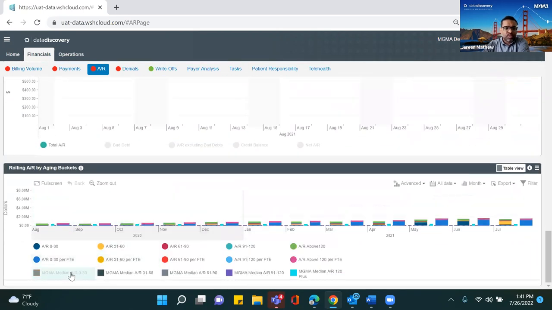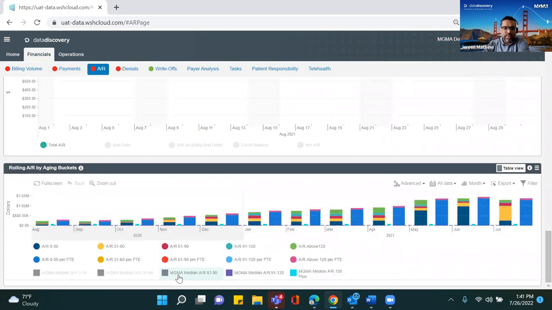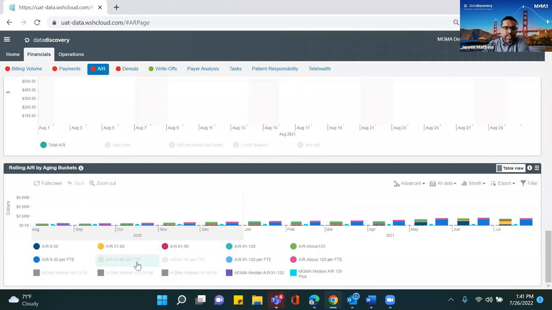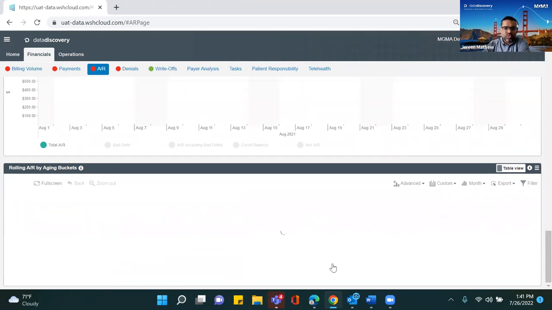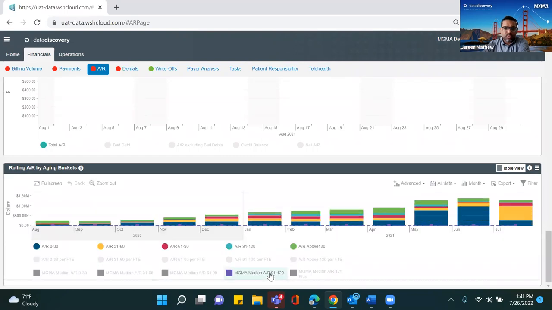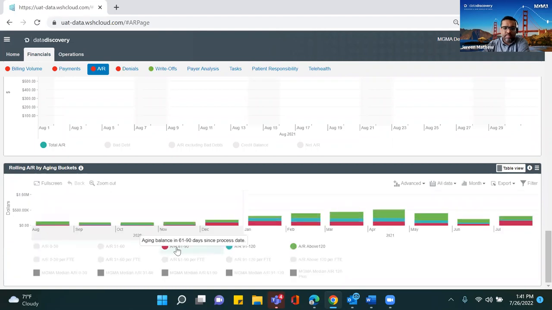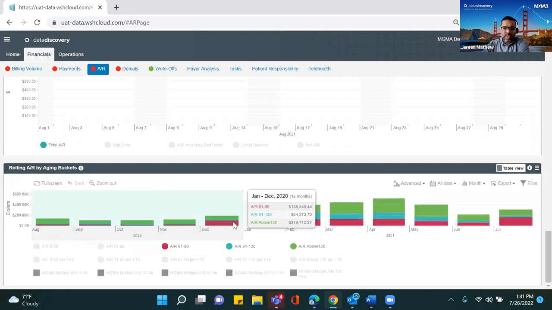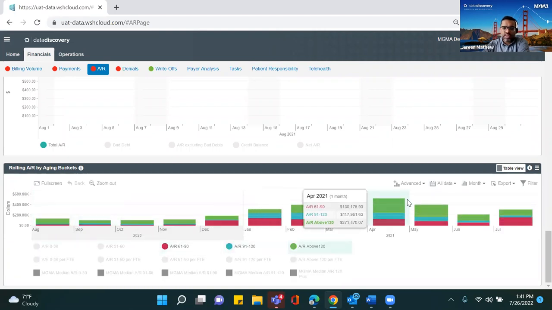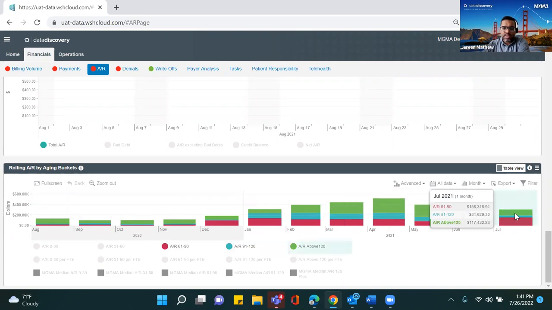This is the one where you can see the AR and the FTEs associated to each bucket. In this view, you can see your AR broken into 30 to 60, 60 to 90, all the way to 120. So if I had my team working on AR 90 plus, I shouldn't be seeing this trend, because it was increasing and then decreased, then it's increasing again.